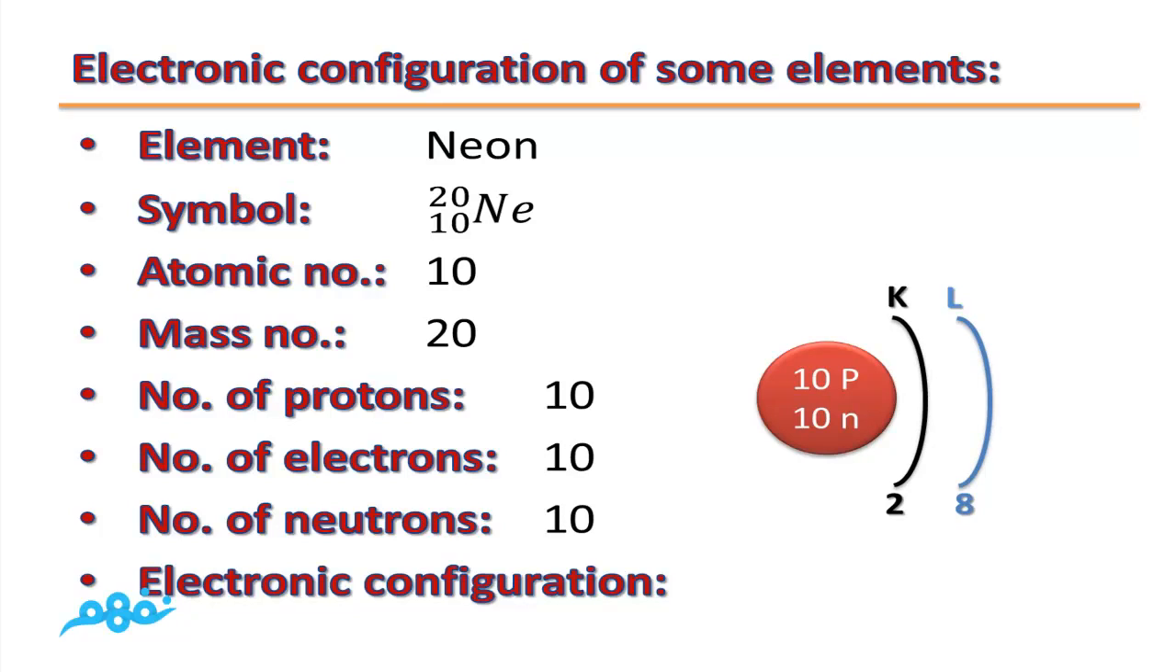Electronic configuration. The nucleus of neon contains 10 protons and 10 neutrons, and the neon atom contains 10 electrons, which are distributed in 2 energy levels. K will take only 2 electrons. We have 8 more electrons. We will put them in L. So the electronic configuration for the neon atom is K contains 2 electrons, L contains 8 electrons.